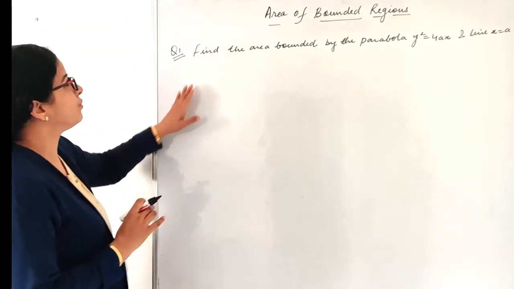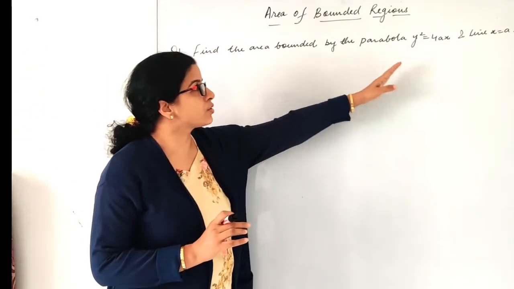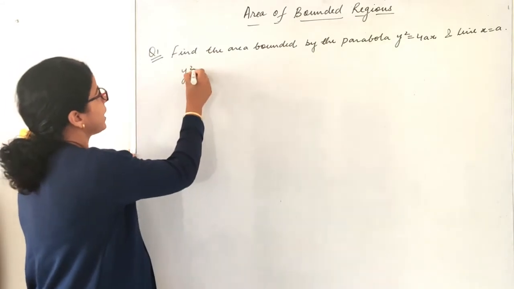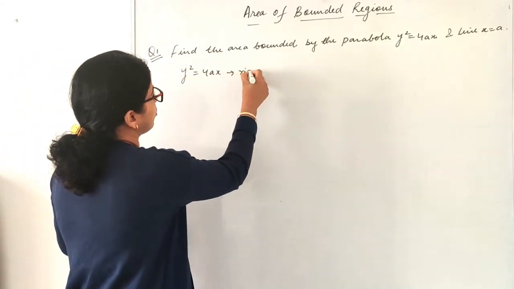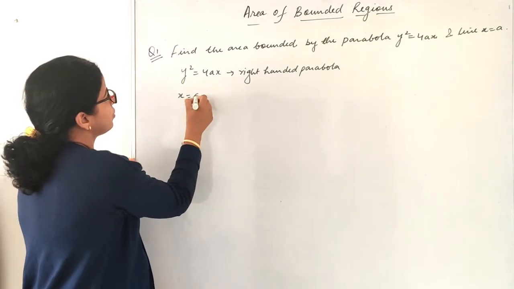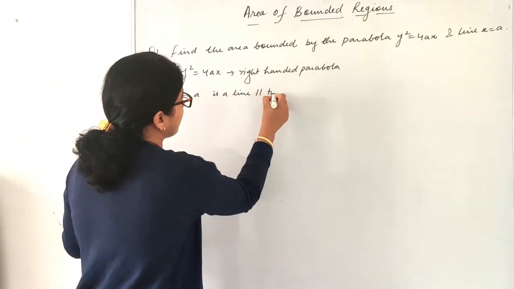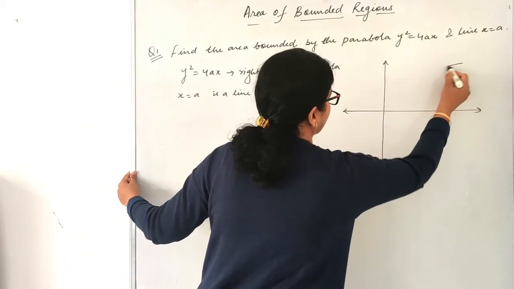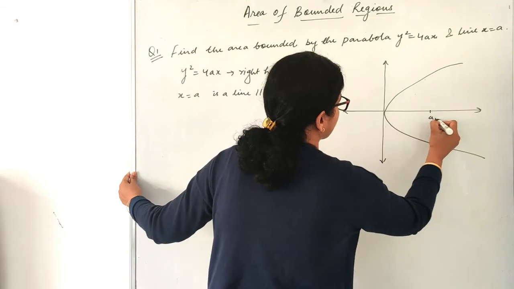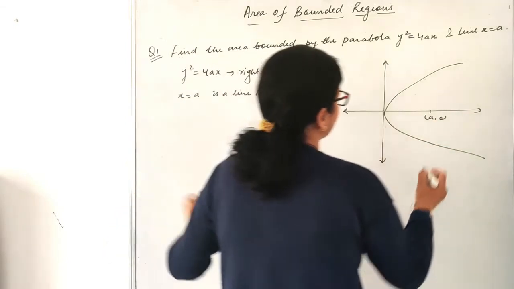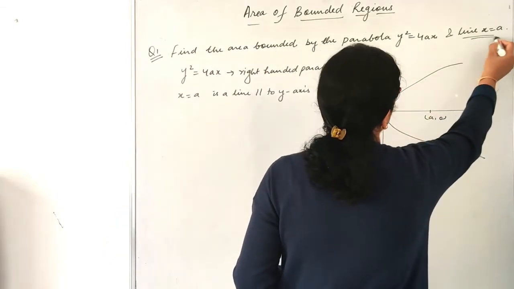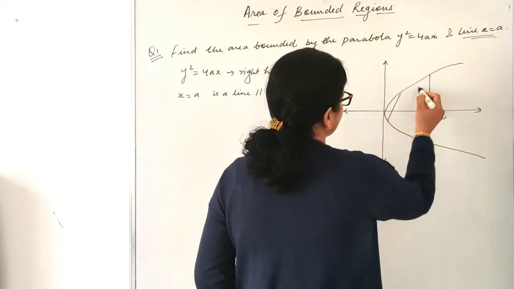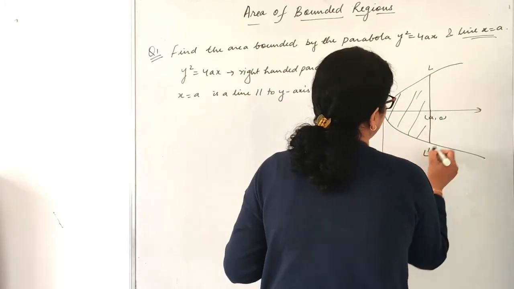So let us check now. Find the area bounded by the parabola y square is equal to 4ax and line x is equal to a, right? y square is equal to 4ax is a right-handed parabola, right? And x is equal to a is a line parallel to y-axis. Let us draw the rough sketch now. So what will be the rough sketch of this right-handed parabola? This will be a comma 0, focus of the parabola, right? And they have given line x is equal to a. So this will be x is equal to a, right? So it means bounded area is this region, L, O, and L dash S.